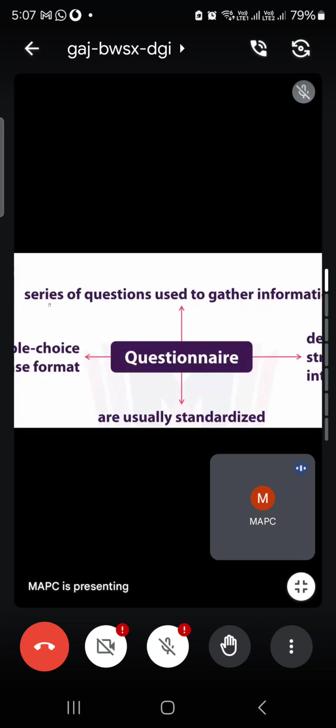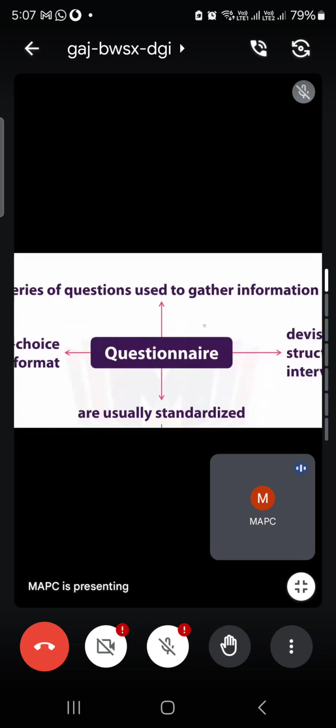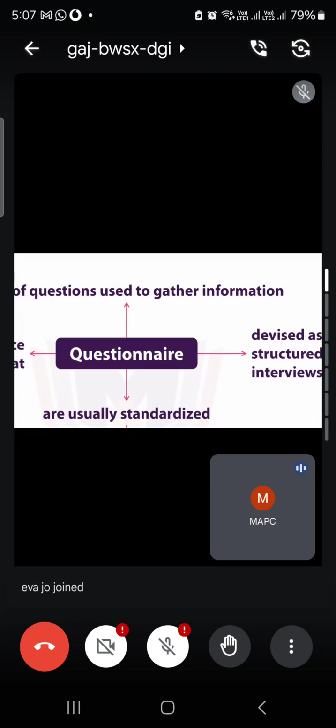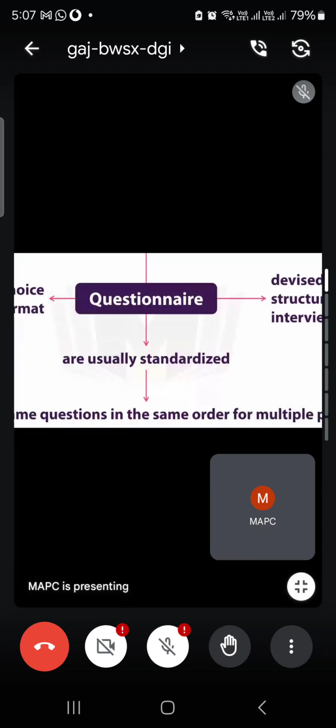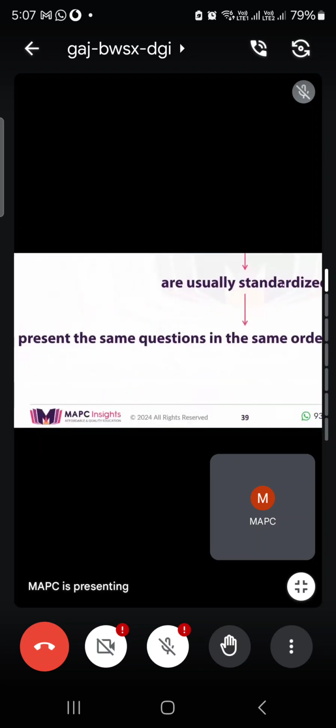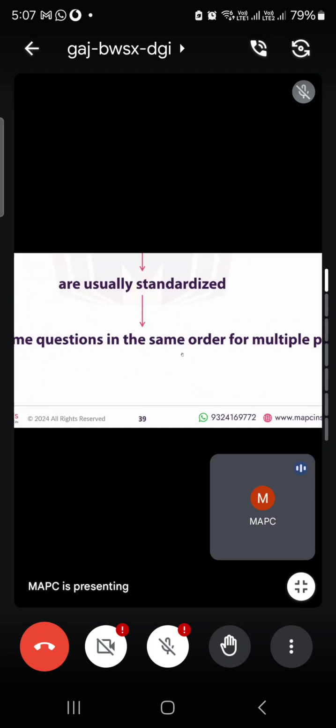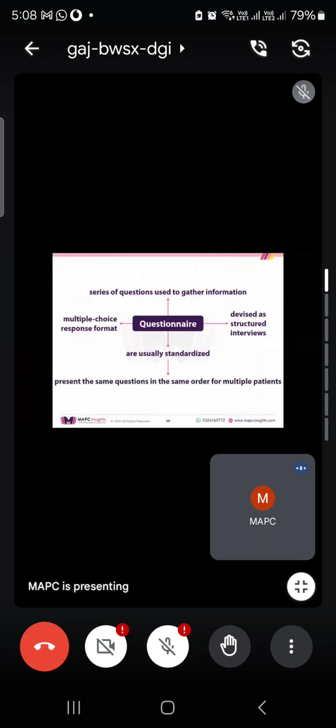In a questionnaire, we ask a series of questions which help us collect information about the patient, about the person. Questionnaires are normally standardized. They present the same question in the same order to multiple people. That's standardized: same question, same order, to a number of people. That's what a questionnaire is.